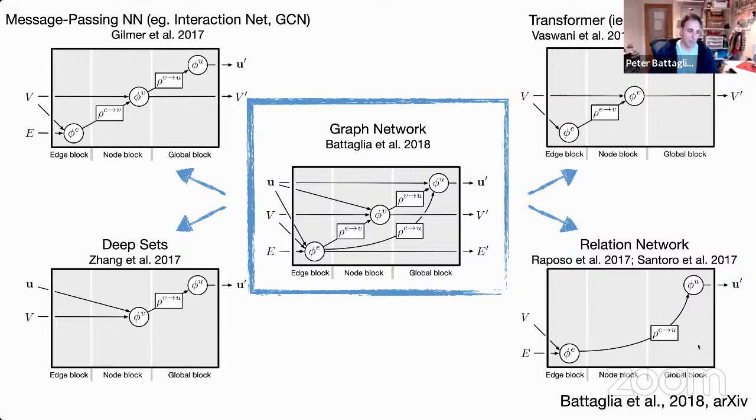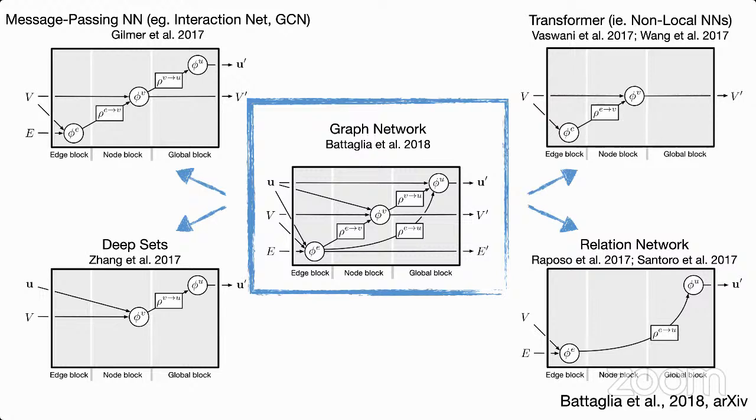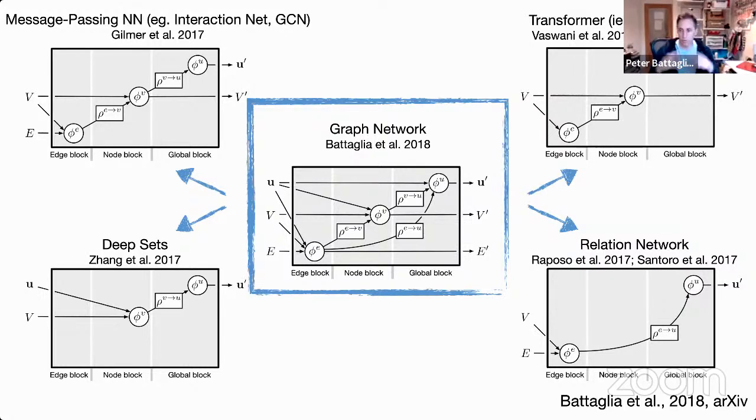Deep sets is a model that's applied to sets. It doesn't have any notion of edges or relations, so it doesn't have that whole pipeline on the bottom. We published several years ago this relation network. This is a very simplified version of this. Or also even transformers or other non-local neural networks can be viewed as special cases of a general graph network architecture.